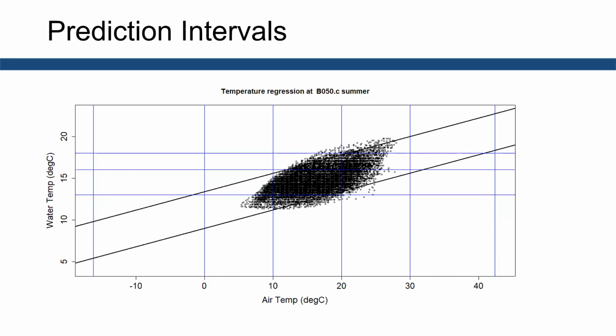This is a graph with the same data and the prediction intervals. And then this is a grid with the discrete states for the air temperature node on the x-axis and the water temperature node on the y-axis. This grid shows how the different states overlap. What I'm interested in is the range of these states overlapping with the range of the prediction intervals.